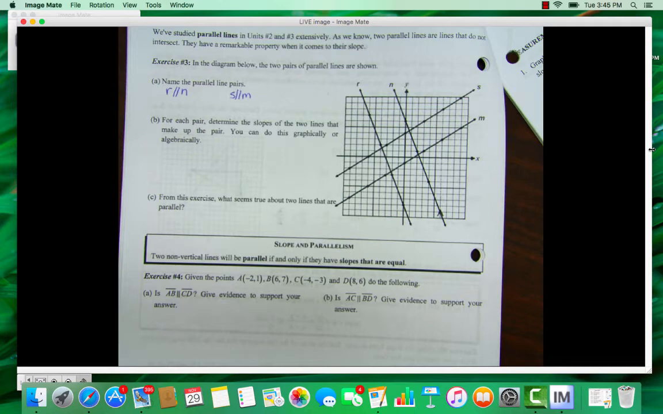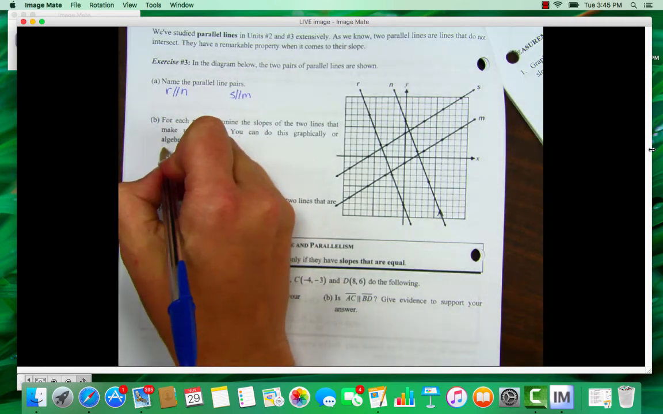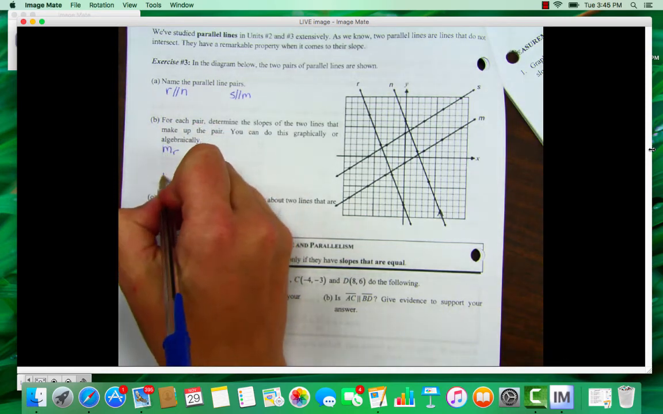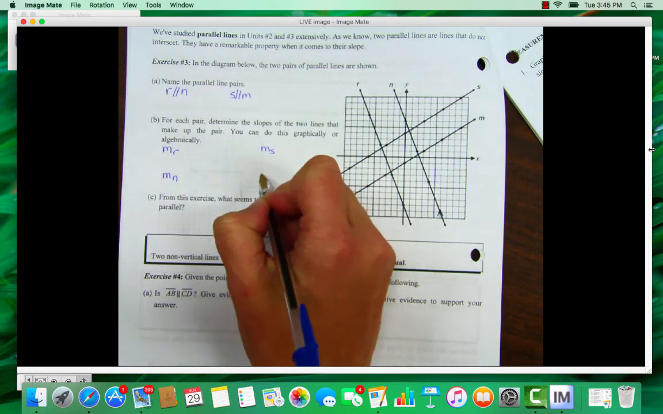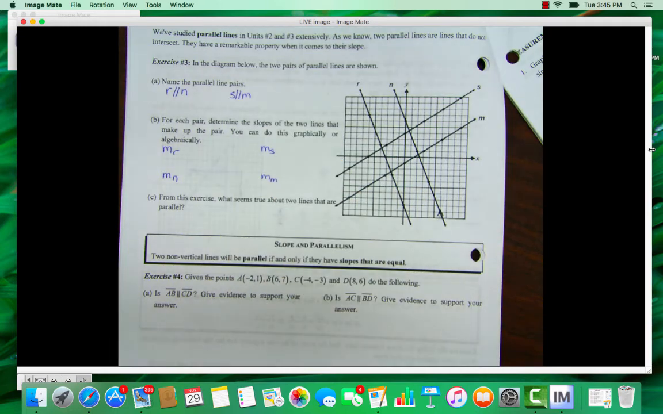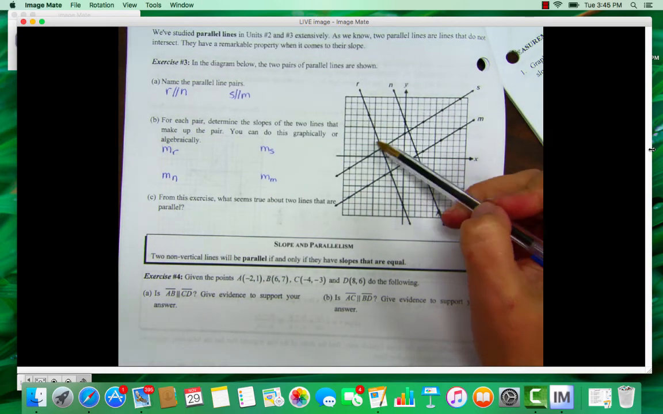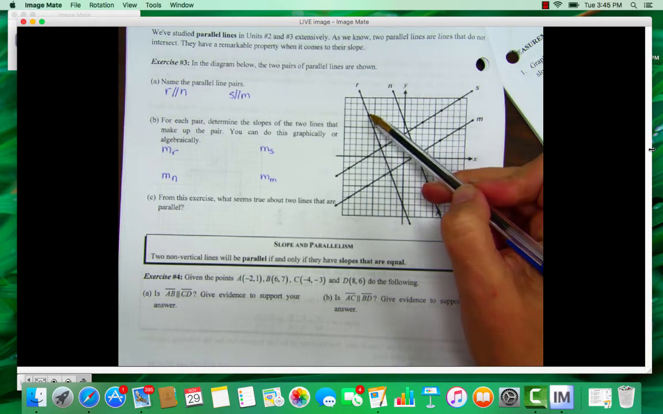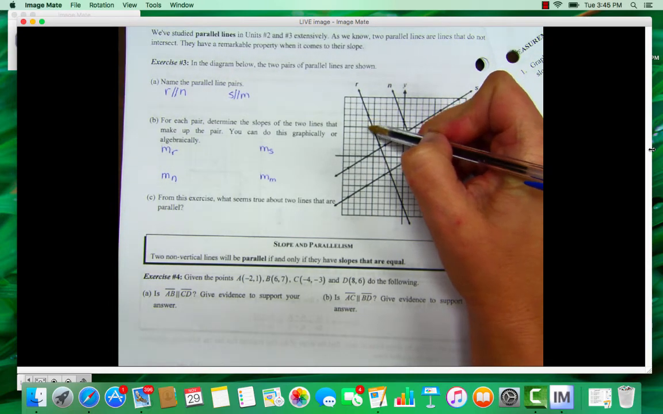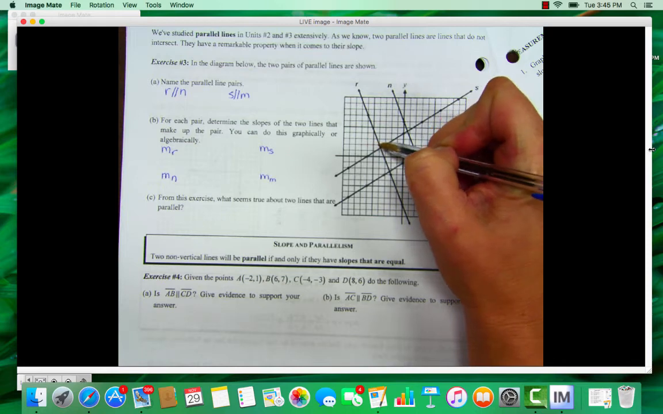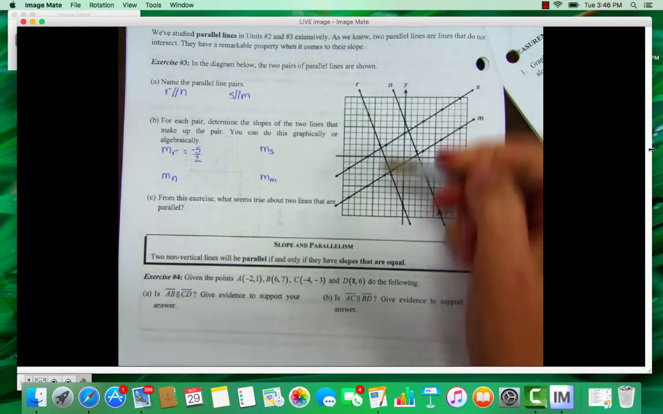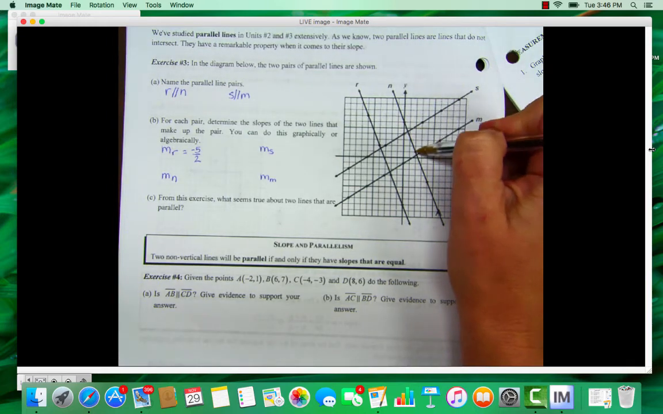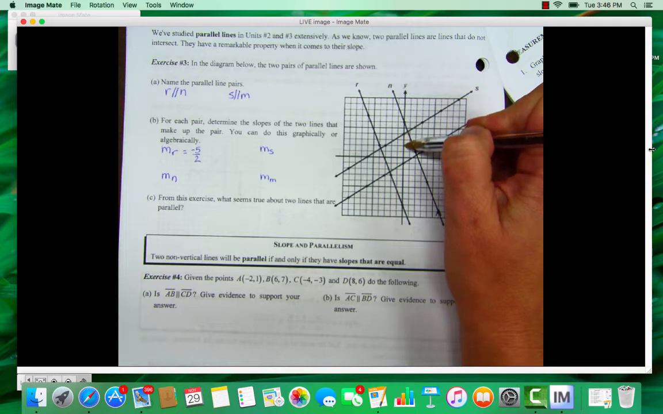Now the next thing it wants us to do is determine the slope of each of the lines that make up the pairs. So we're going to find the slope of line R, line N, line S, and line M. For line R, I'm just going to pick 2 points that are on that line. The rise looks like it's going to be 1, 2, 3, 4, 5 units down and 2 units over. So for R, I travel down 5 units and over 2. For the slope of line N, if I go from one point to the other, I go down 5 units and over 2.